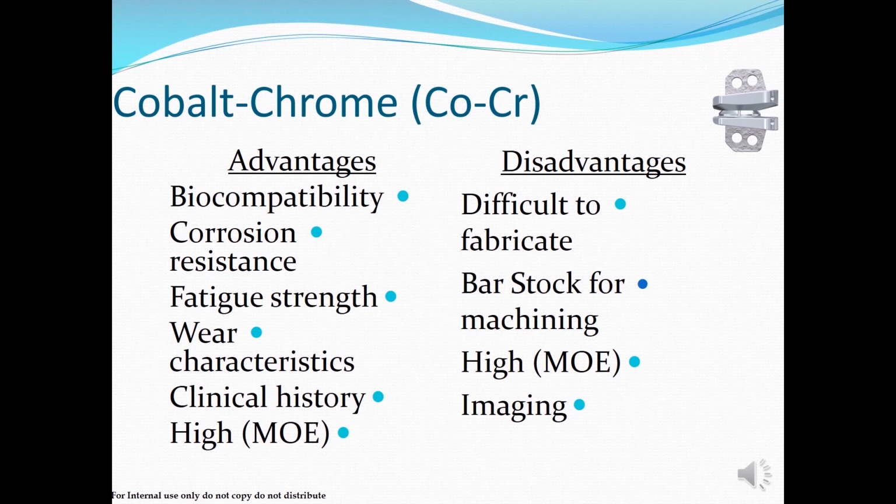Advantages and disadvantages of cobalt chrome. It is difficult to fabricate. You have to machine it. High modulus of elasticity. And imaging with MRI is difficult. But the advantages: it is biocompatible with the human being, resists corrosion, and there is a long-lasting history of usage with fewer side effects or drawbacks.